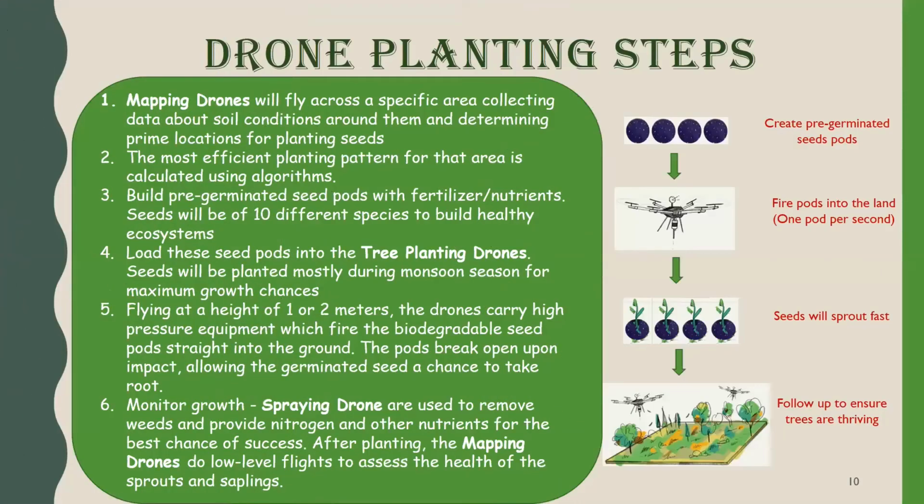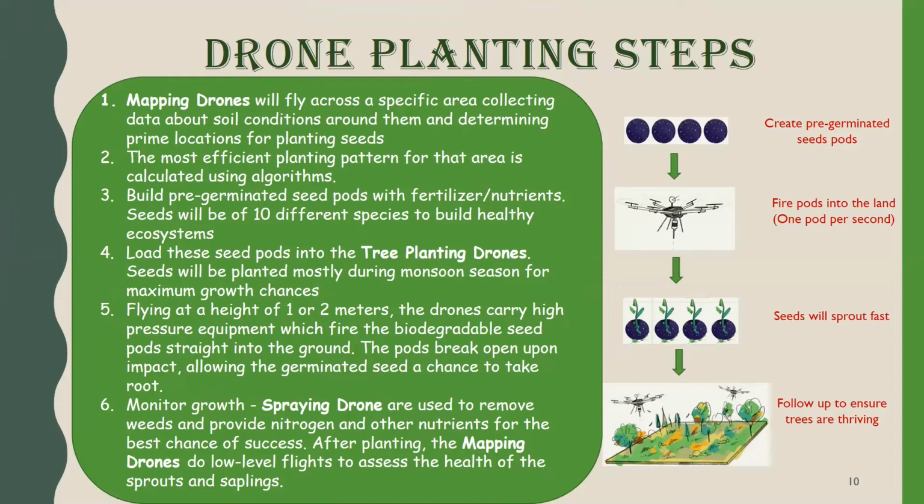Now, what are the steps for drone planting? So, the first step is drone mapping. Drones, as you read, fly across a specific area, collecting data about soil conditions and determining locations where we can plant trees. And then the most efficient planting pattern for that area is calculated using algorithms.